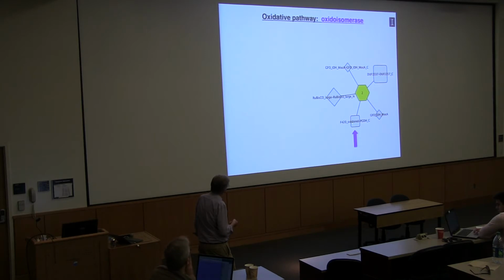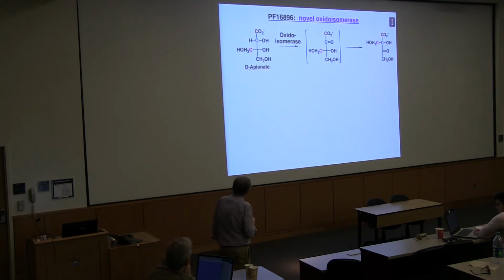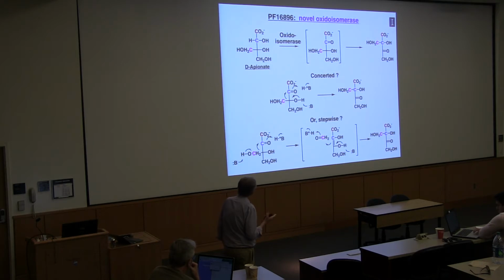There's another dehydrogenase, and it uses NAD+, I don't have the cofactor here. What it does is it oxidizes apionate to this 2-oxoapionate, and then there is an intramolecular migration of a hydroxymethyl group to make this compound, which we call 3-oxoisoapionate, and this is a beta keto acid. Okay. We don't know what, so this is a novel enzyme.